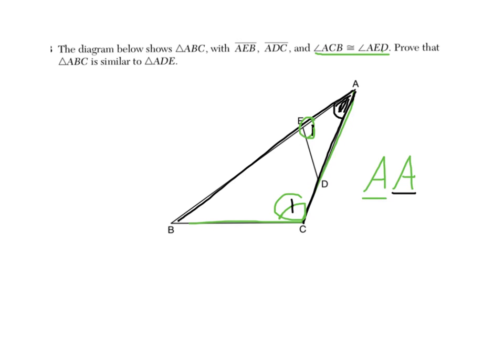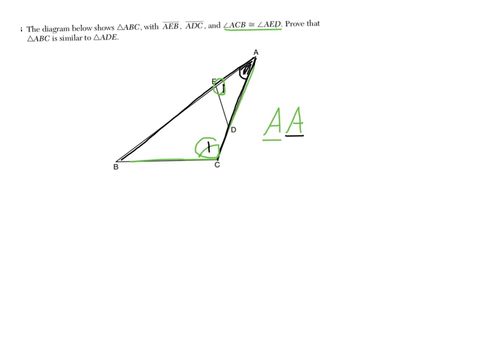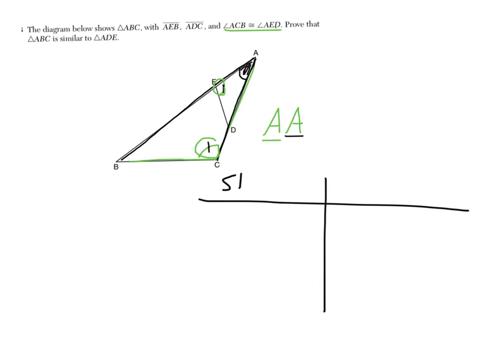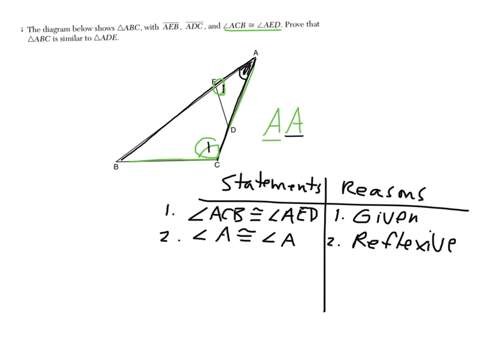So if it said to actually prove it, the proof would look something like this. You'd have a list of your statements and your reasons. You would say that angle A is congruent to angle A because of the reflexive property. The other angles are the same because it's given. And that's it. Then you'd conclude by saying that the two triangles are similar to each other.